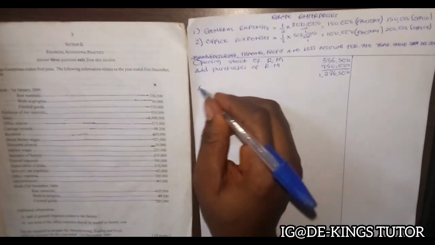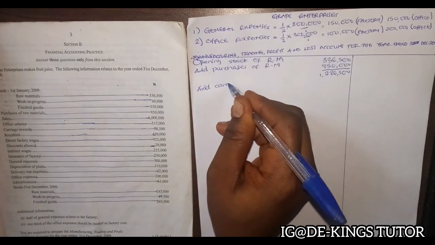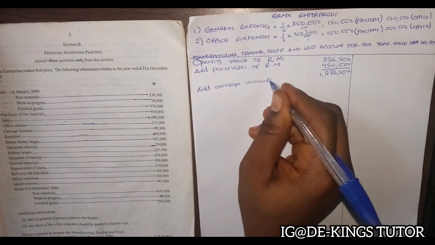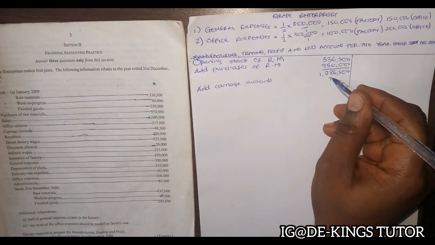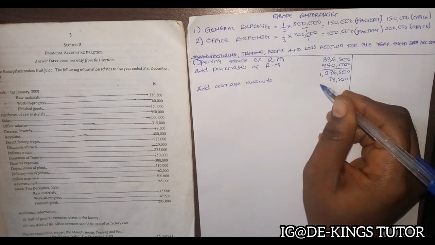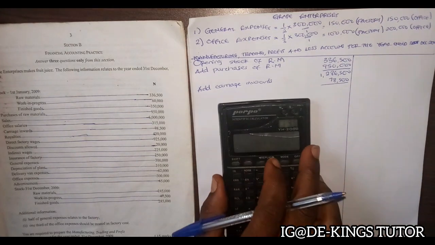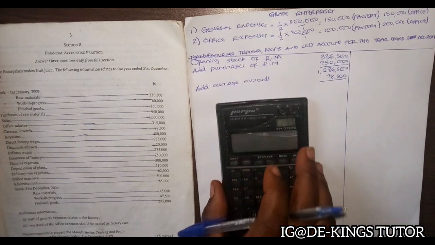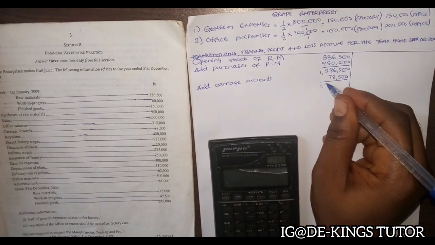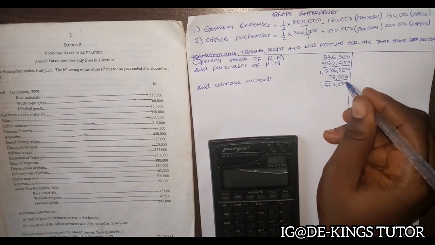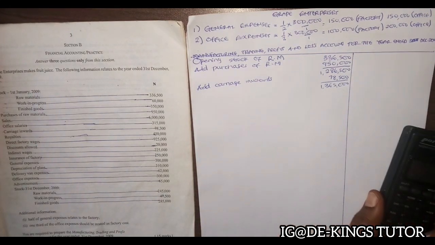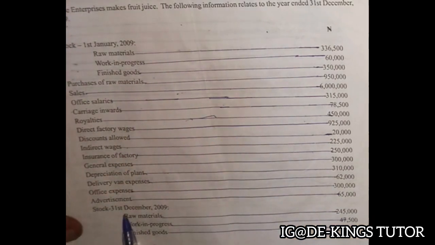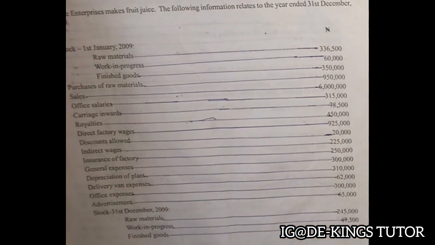Okay, and the next thing is carriage inwards. So add it here. Add carriage inwards. That's 78,500. So if we add it plus 78,500, to give us 1,365,000. Okay. Then the next thing is check if there's closing stock of raw materials 245,000.